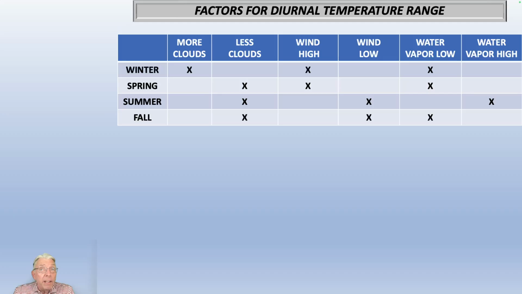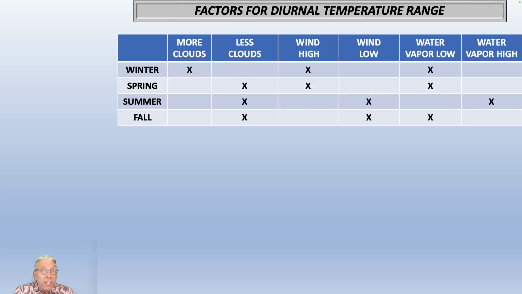Now, during the spring, we have less clouds. We still have a fair amount of wind, but the water vapor is still relatively low. It's gradually increasing, but it's still pretty low during most of the spring. So the fact that there are less clouds and less water vapor are dominating the fact that there's still a fair amount of wind, and so the diurnal temperature range begins to increase.